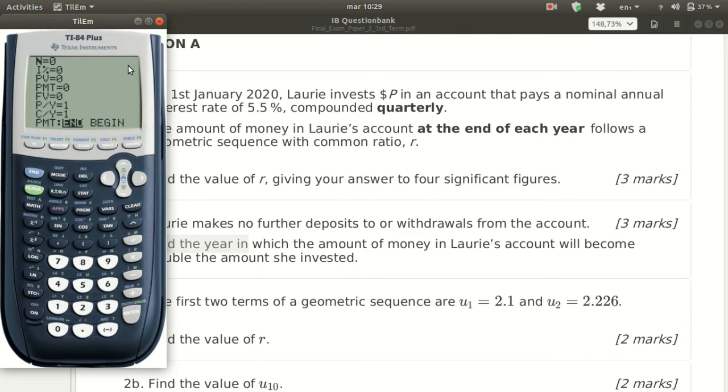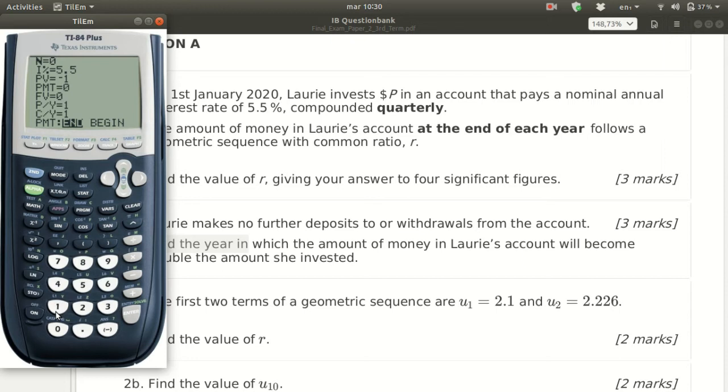I is the interest rate, so it's 5.5. The present value, we don't know it, but we know that we want double. At the end, we want double the present value. So we can assume it's 1. And remember that we have to make sure we type in -1. Okay? So either the present value is negative and the future value is positive, or the present value is positive and the future value is negative. Remember that that has to do with whether money is coming in or coming out.